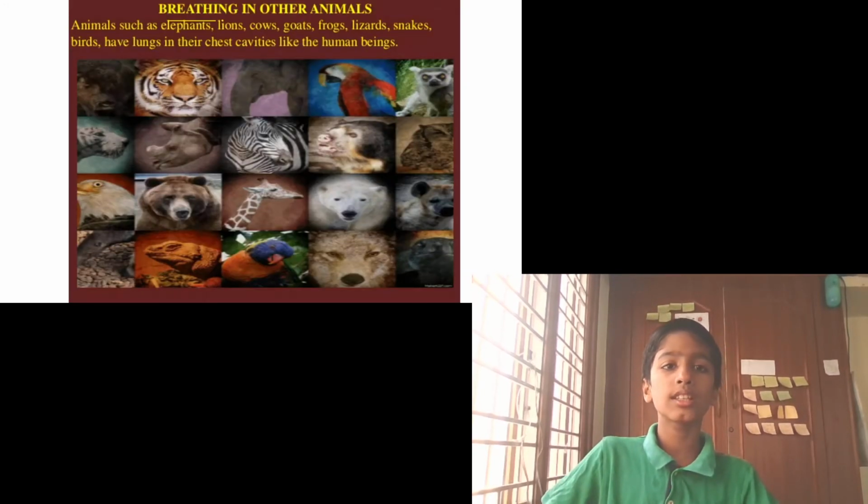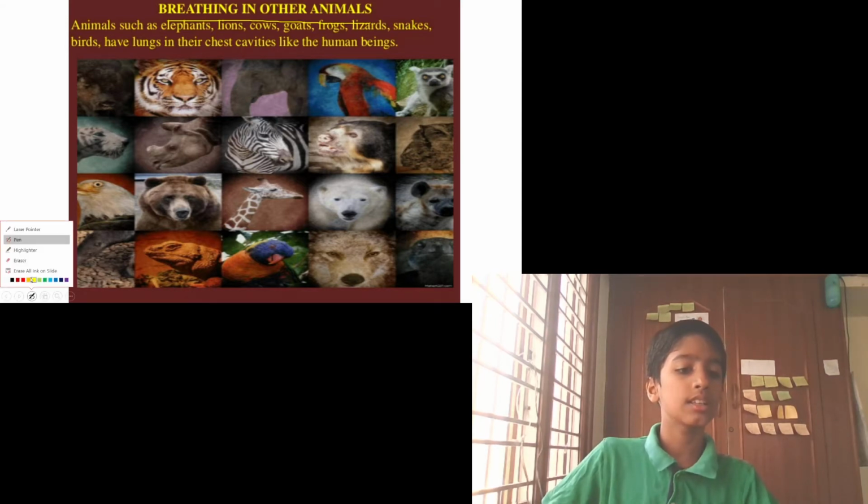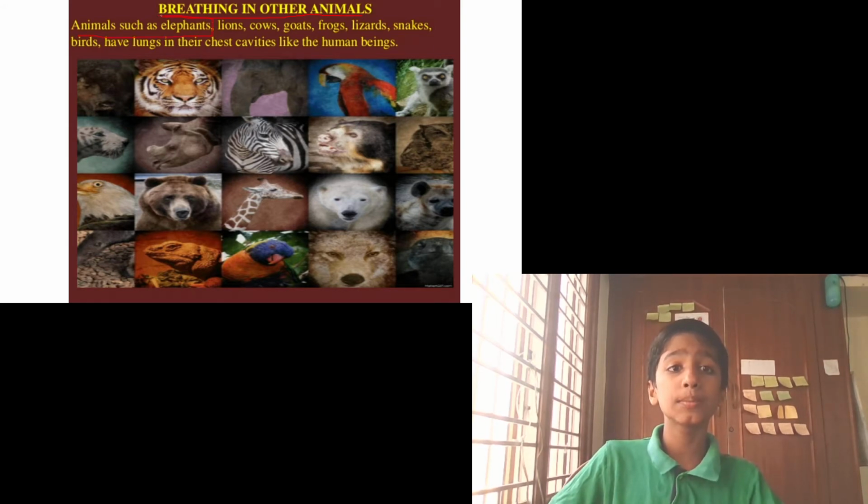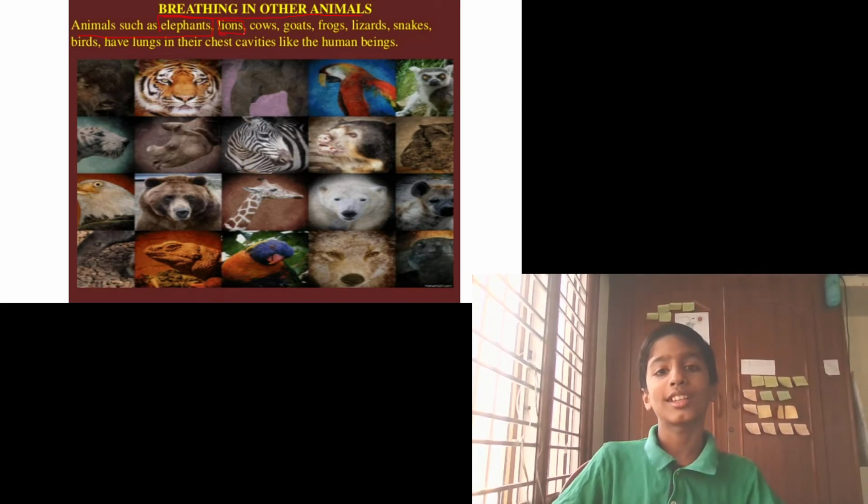First of all, breathing in other animals. Breathing in other animals, like animals such as elephant. Yes, elephant is the biggest animal, and lion is the hunting animal and the king of the forest.